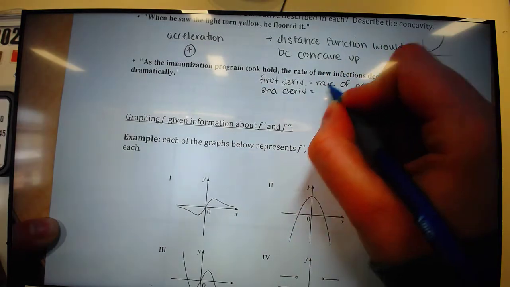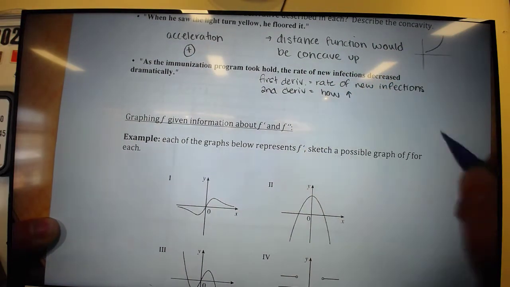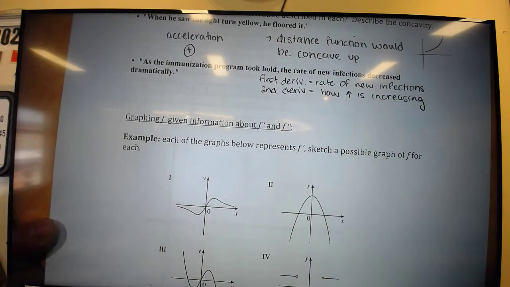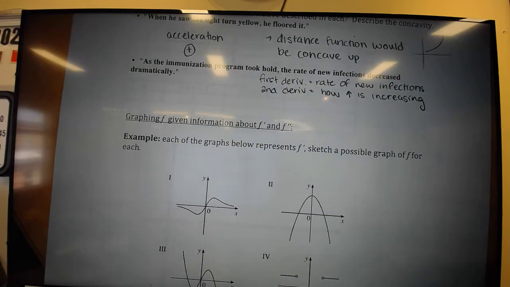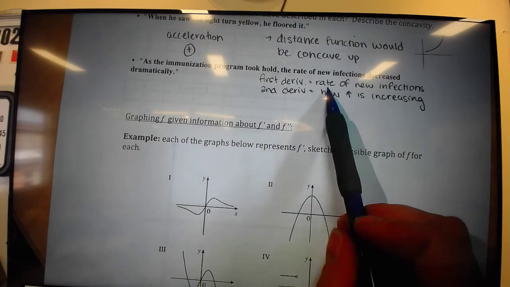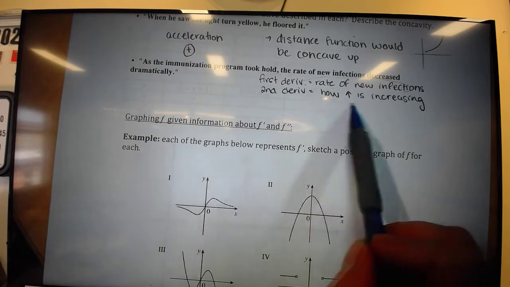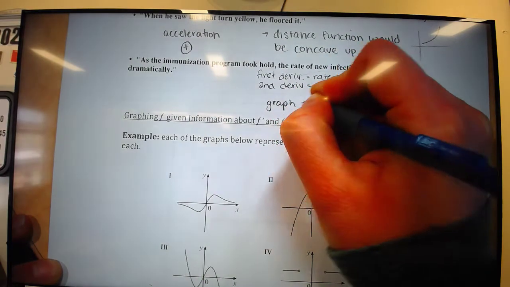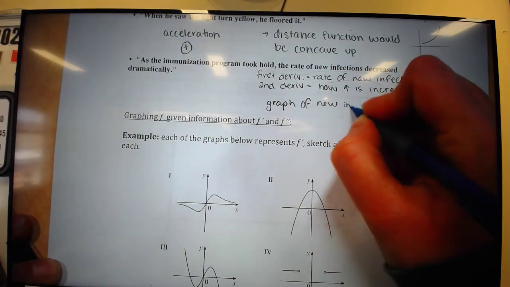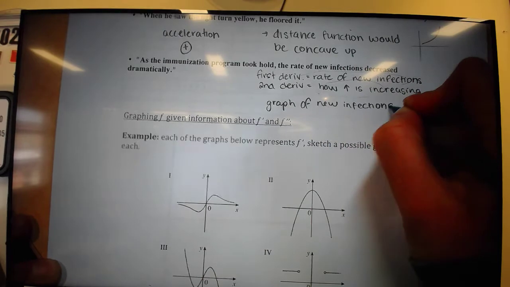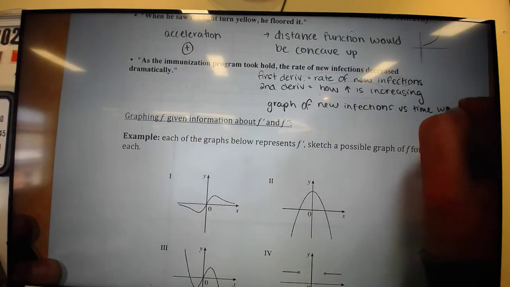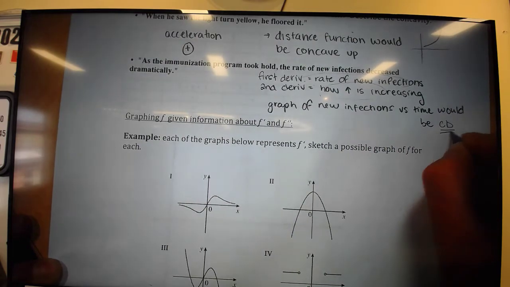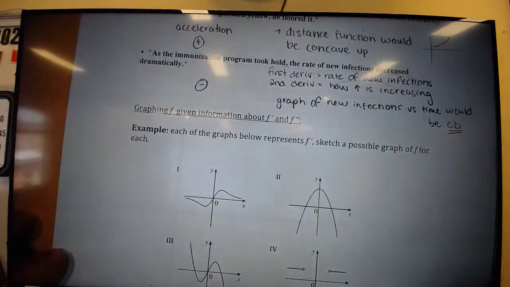Then the second derivative would be how that rate of new infections is increasing. Okay, so if the rate of new infections decreased, then this is decreasing, so then this is going down. So the graph of new infections versus time would be concave down. So this whole thing is negative.